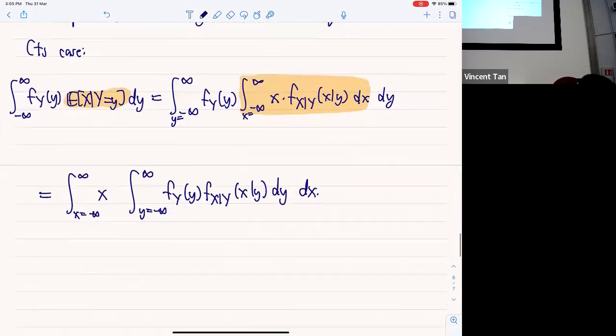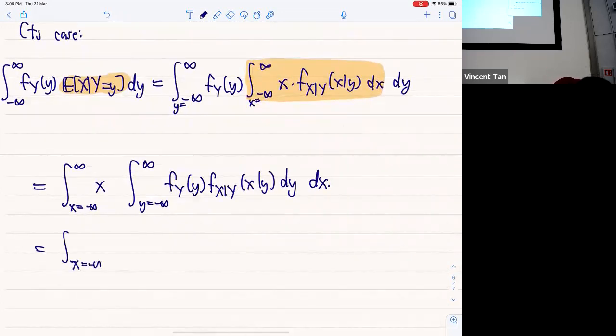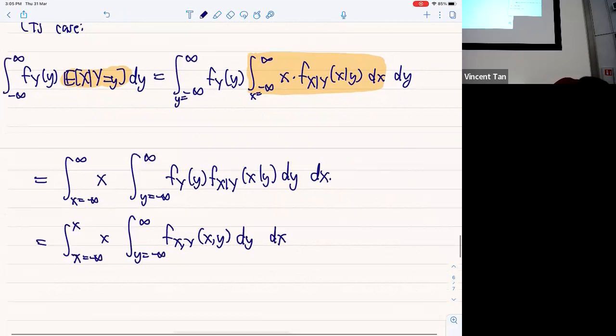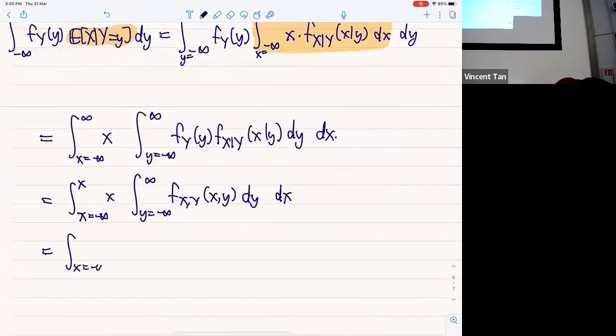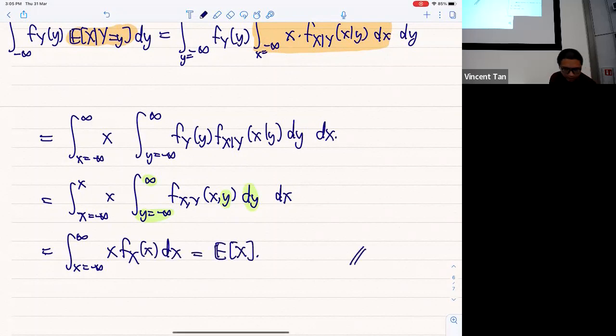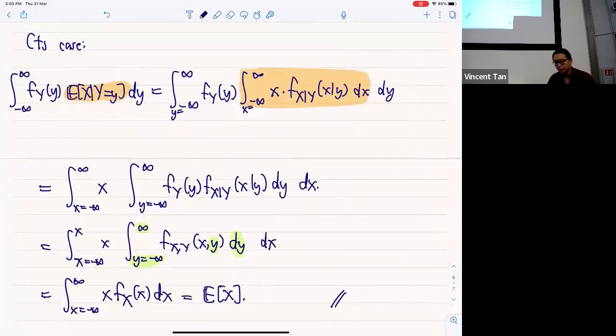Now we can retain this x running from minus infinity to infinity over here. This can be simplified to the joint by Bayes rule, dy, dx. But the inner integral is nothing but, because we are integrating out y, we are left with only x. This is the marginalization operation, and we recover the expectation value of x. So the expectation of the conditional expectation recovers the expectation.